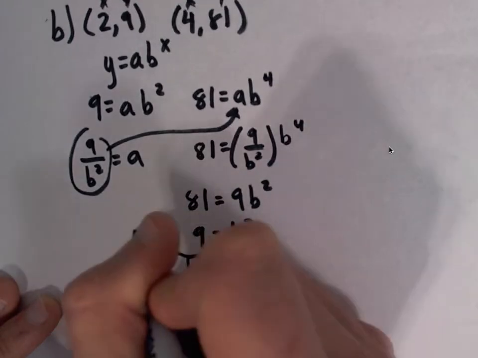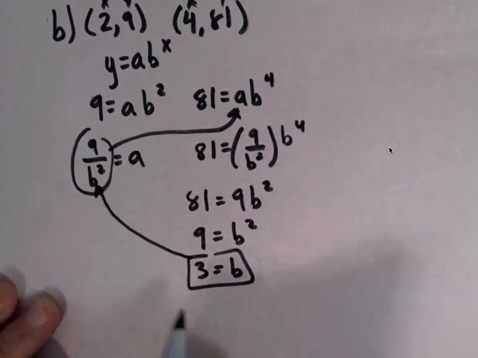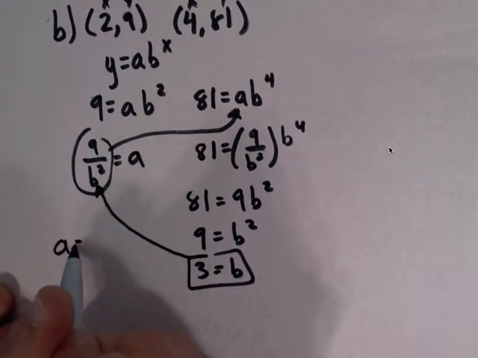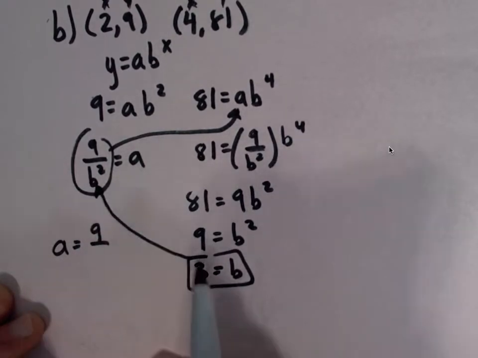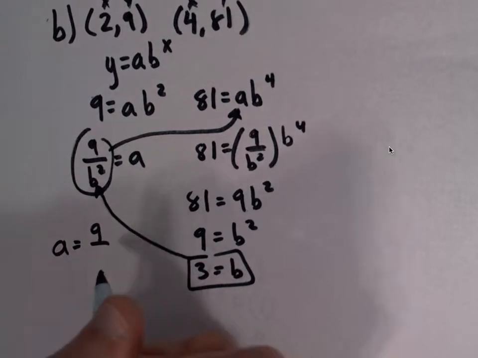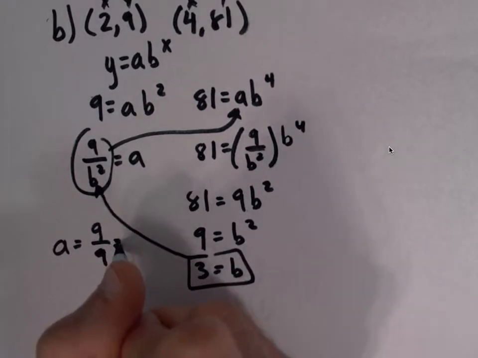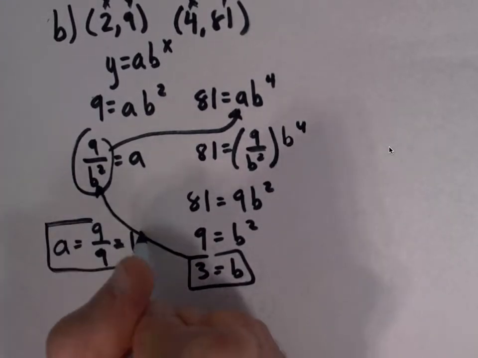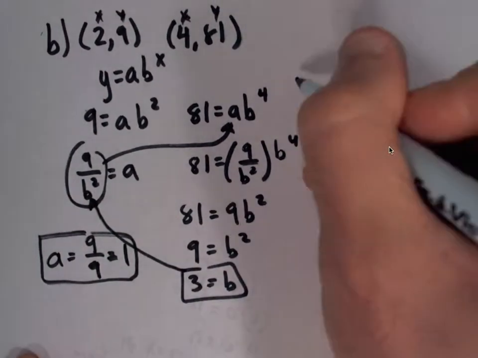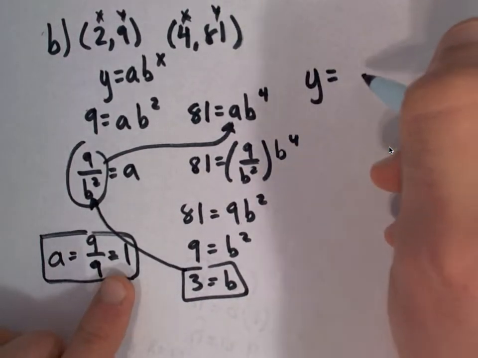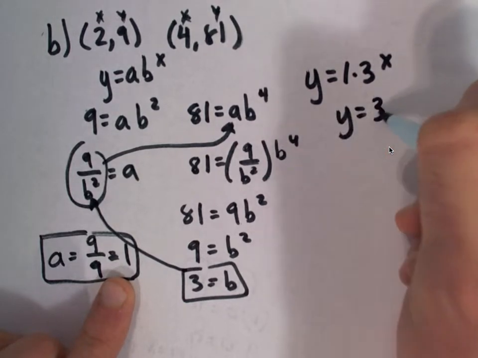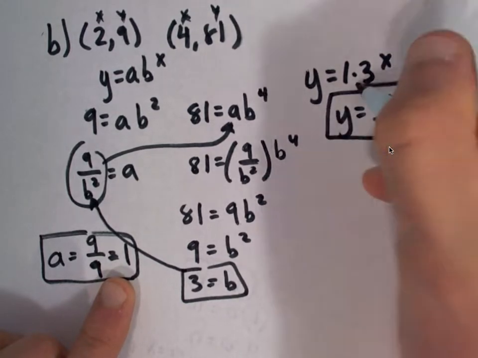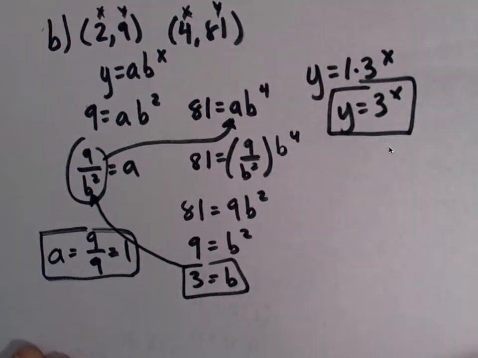B equals 3. Let's go ahead and plug that in right here. So a equals 9 over, we use 3 for this guy, 3 squared. 3 squared is 9. So 9 over 9, a is 1. So our equation is going to be y equals ab to the x, so y equals 1 times 3 to the x, or just y equals 3 to the x.